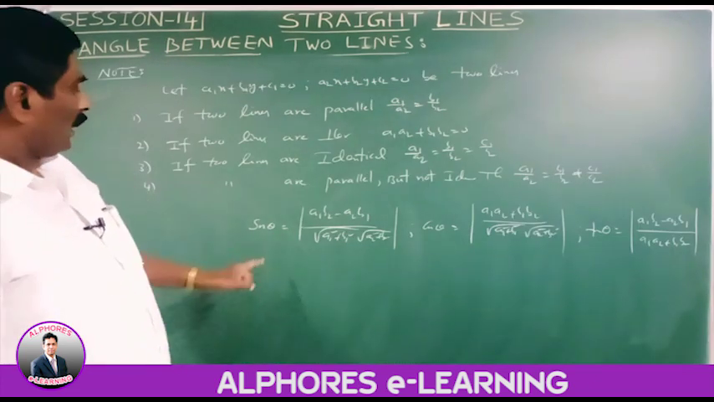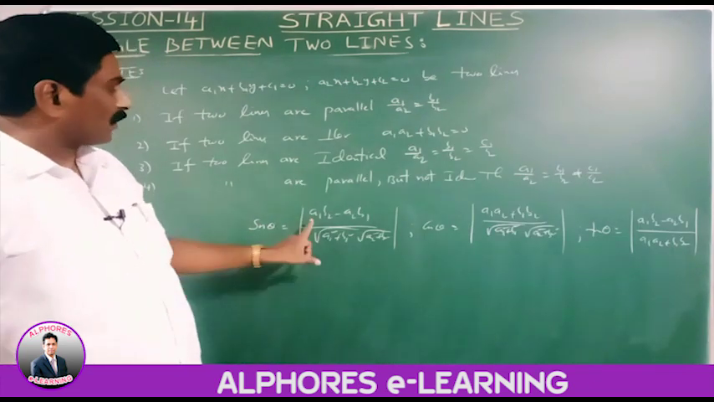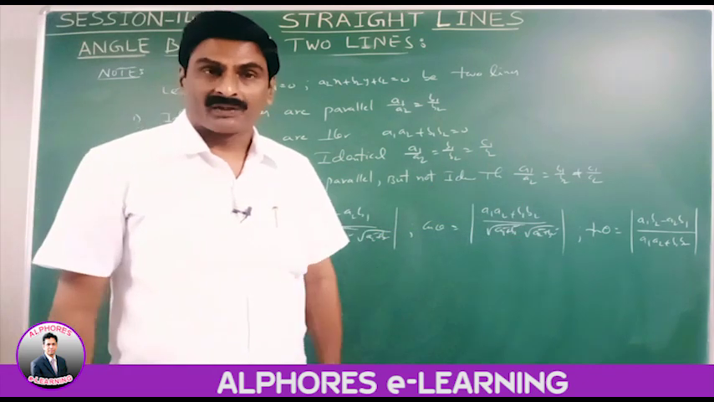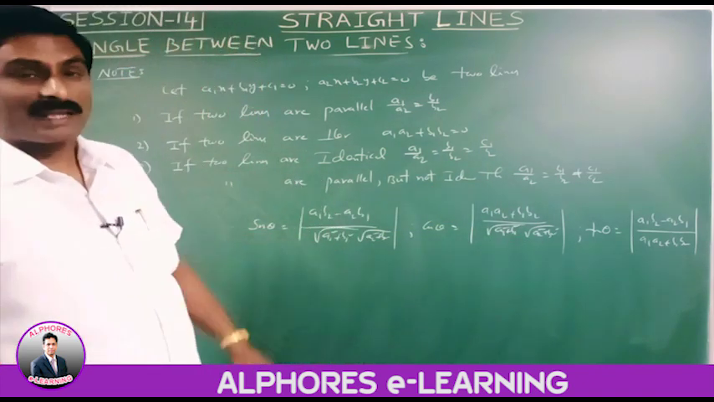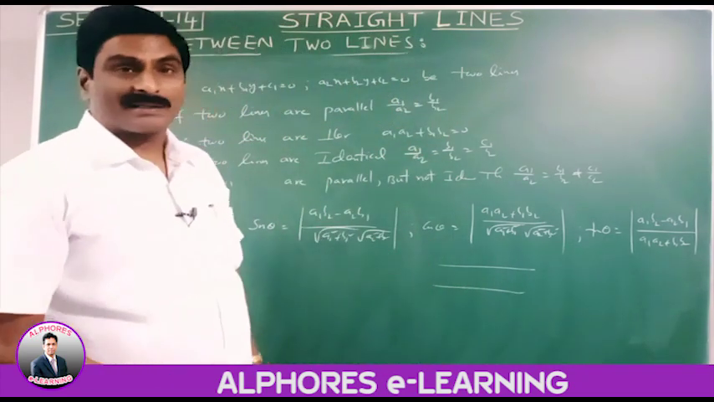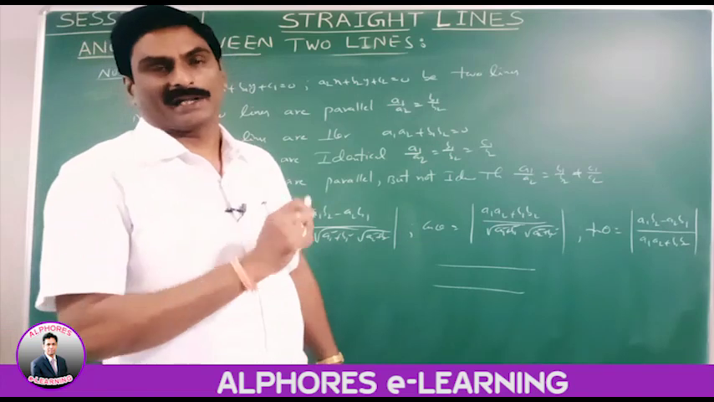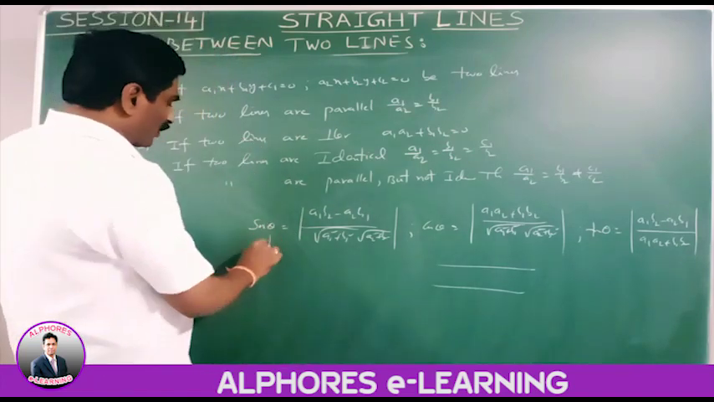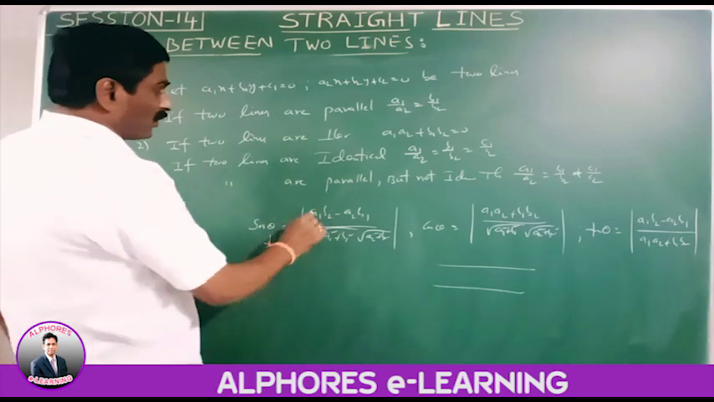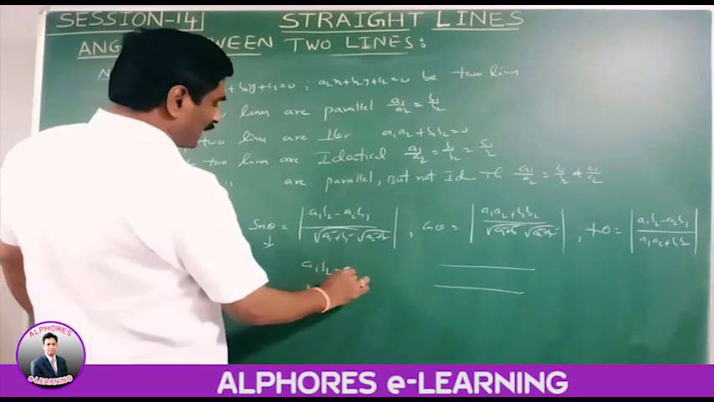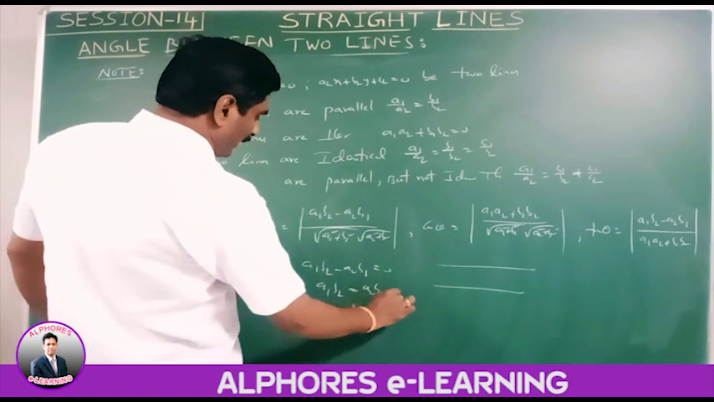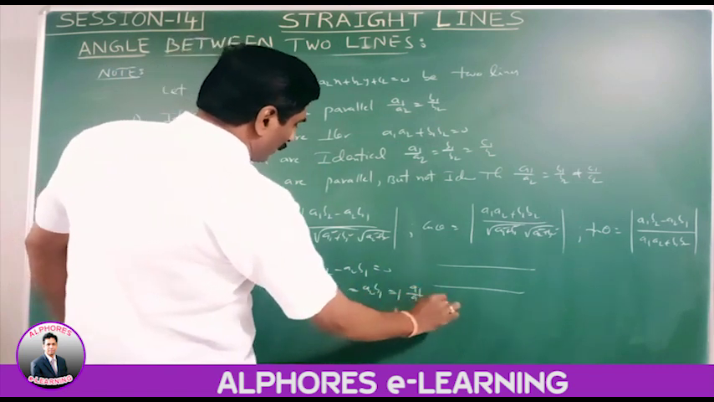Next, already you proved this value. Sin theta is equal to mod (a1 b2 − a2 b1) by this value, cos theta, tan theta. If the given two lines are parallel, what is the angle between these two lines? Theta is equal to 0 degrees. If theta is equal to 0, sin 0 means 0. After cross multiplication, it can be reduced into a1 b2 − a2 b1 = 0. That means a1 b2 = a2 b1. That implies a1 by a2 is equal to b1 by b2.